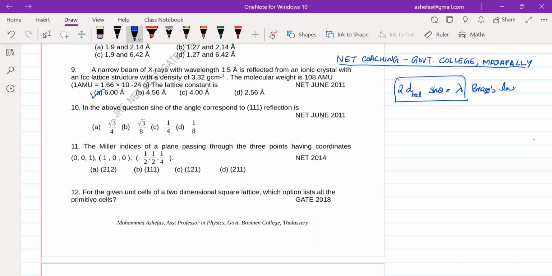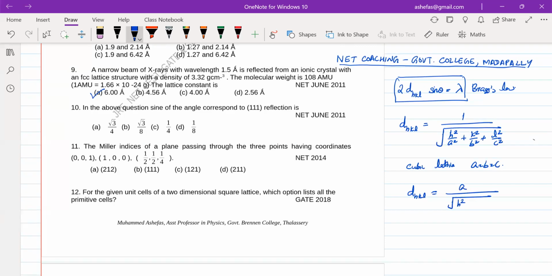And what is d_hkl? This is the separation between hkl planes, and in general it is 1 upon the square root of h square by a square plus k square by b square plus l square by c square. In general, for a tetragonal, orthorhombic or cubic lattice, we can write it like this. But for a cubic lattice, a is equal to b is equal to c. So then d_hkl can be written as a by square root of h square plus k square plus l square.